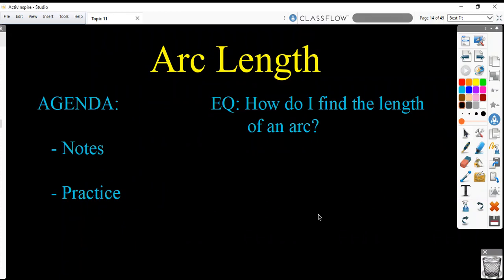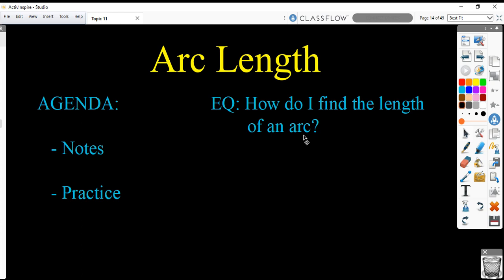Well, good morning, everybody. We are looking right now at the next section of our Topic 11 notes. It is talking about arc length. And here's our essential question. If you're one of those people taking the notes and you need an essential question: how do I find the length of an arc?